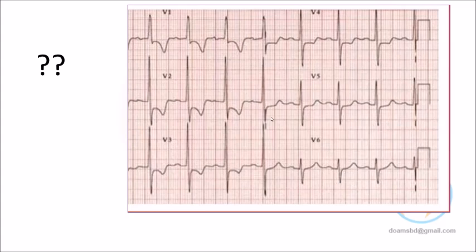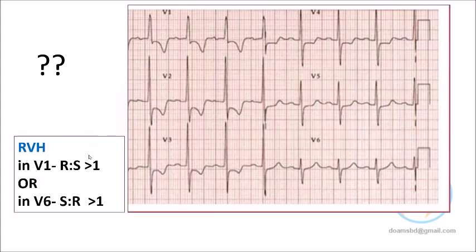Though there is a method of calculation, apparently we can say which ventricle is hypertrophied here? Right or left? Right ventricular hypertrophy. So the rule is very simple. In V1, R is bigger than S, it is right ventricular hypertrophy. Or in V6, S is bigger than R. Is it justified here? Yes. So you can say this is right ventricular hypertrophy.